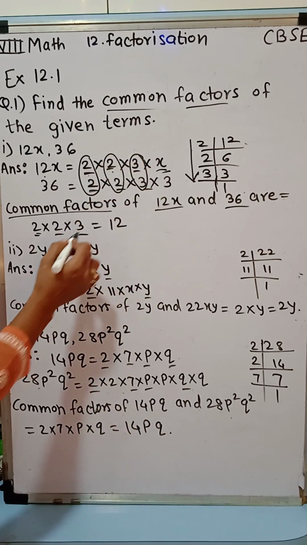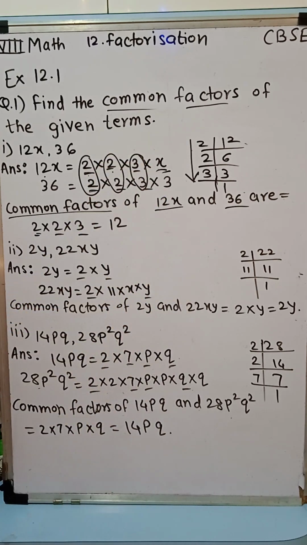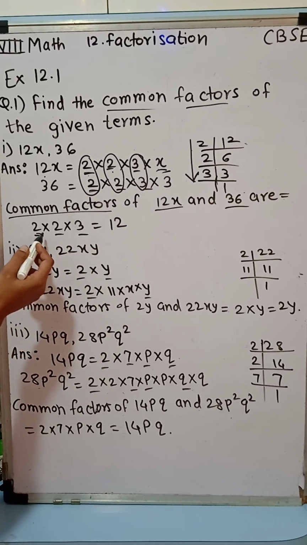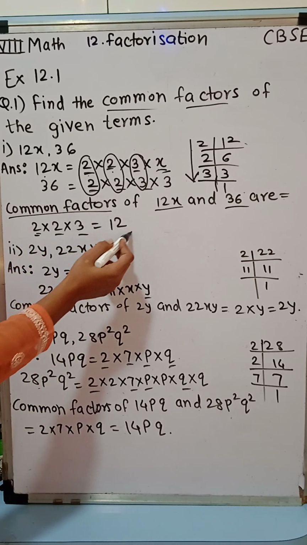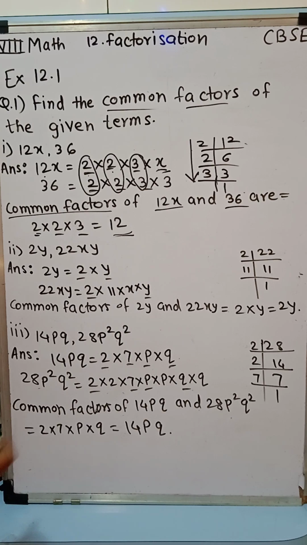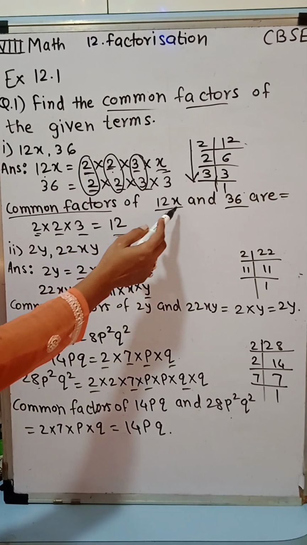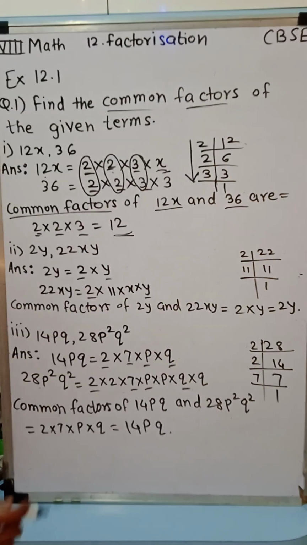So we will write the 3. Other than this nothing is common. So these are the common factors only. Taking the product of them, 2 times 2 is 4, 4 times 3 is 12. So the common factor of 12x and 36 is 12. So 12 can divide 12x and 12 can divide 36.